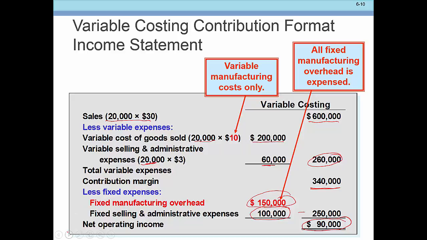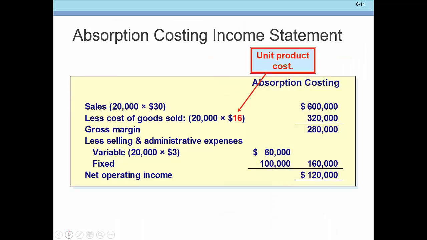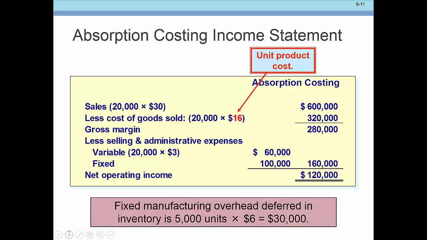Okay? All right, good. Then you come over and we take a look at it for absorption. And notice now for absorption, we are picking up those additional $6 of fixed manufacturing overhead, right? When we pick that up, we include it there. That gives us our gross margin, gross profit. Then we take out our selling and administrative, all of it, our variable selling and administrative and our fixed selling and administrative. We take those off, and we're showing that our operating income is 120 now, isn't it?